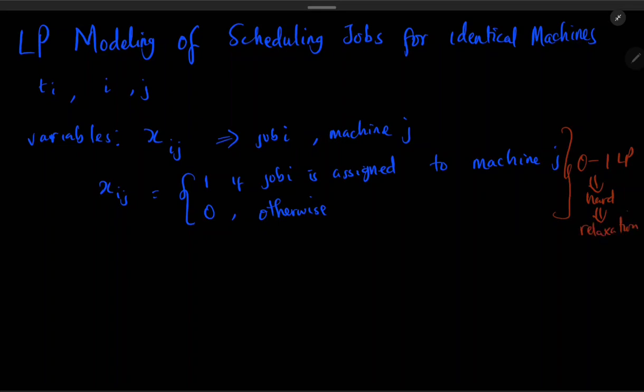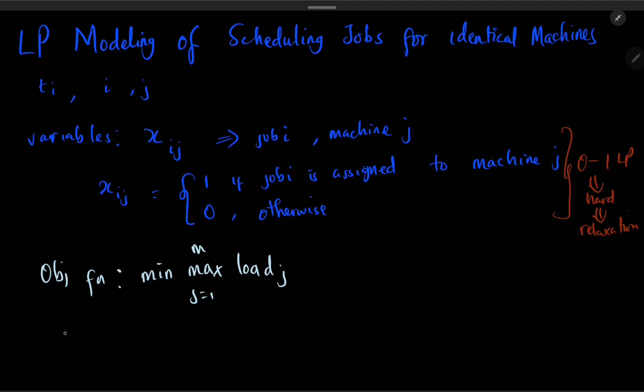So now that we've defined the variable, let's talk about the objective function. Remember we want to minimize the maximum load. So it's min-max load in machine j, where j goes from 1 to M. We should put that on top of max.